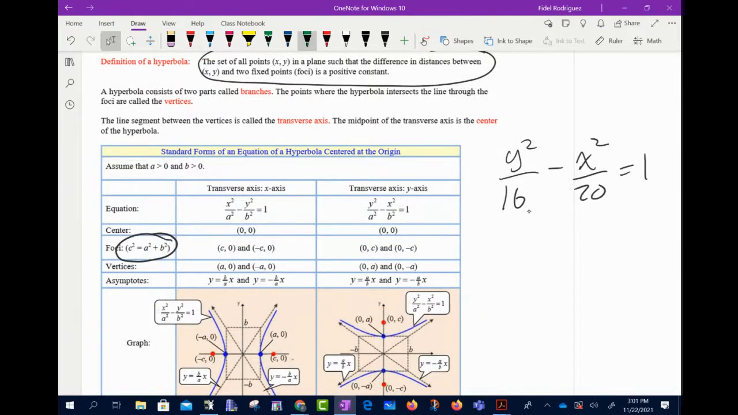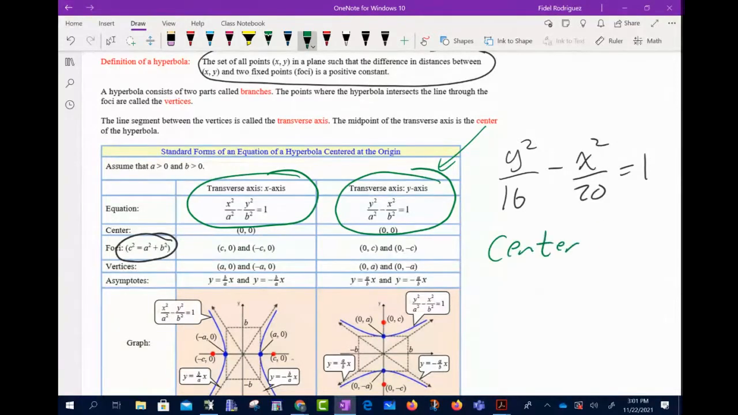Okay, question. Does it look like the transverse axis is the x-axis or the y-axis? The y-axis, because it looks more like this form where it's y squared over a number minus x squared over a number is equal to 1. Okay, so we know that it's going to be in this form. Let's find the center. So everybody agree the center is 0, 0?